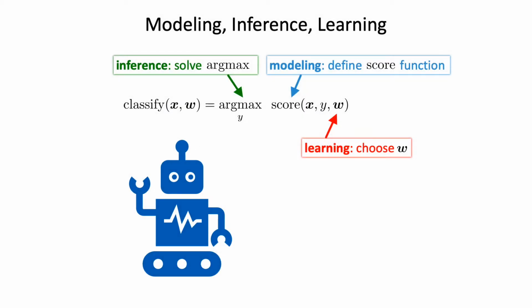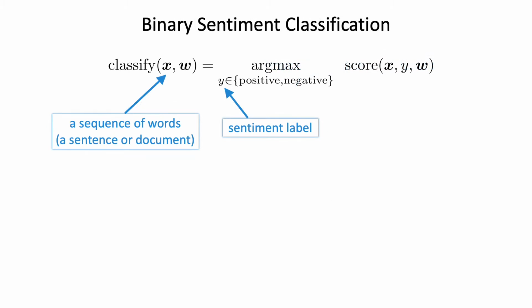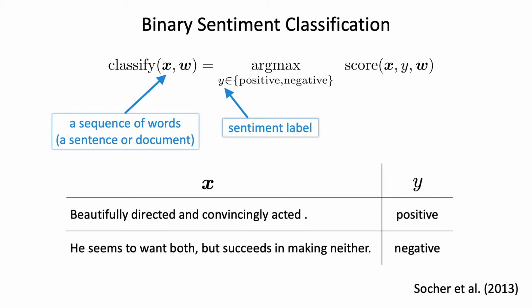In the last video, we introduced text classification and our simple classifier framework. Now we're going to talk about modeling for text classification. How do we assign a score to an XY pair using parameters W? For simplicity, we're going to focus on binary sentiment classification. So an input X is a sequence of words, typically a sentence or a document, and the classification label Y can be either positive or negative. Here are two examples of XY pairs from the Stanford Sentiment Tree Bank.